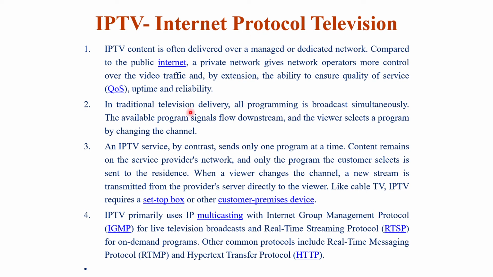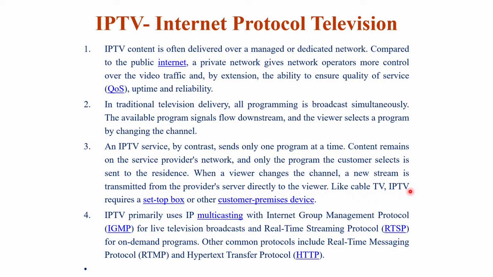So in the traditional television delivery, all programming is broadcast simultaneously. The available program signals flow downstream and the viewer selects a program by changing the channel. An IPTV service, by contrast, sends only one program at a time. Content remains on the service provider's network and only the program the customer selects is sent to the residence. When a viewer changes the channel, a new stream is transmitted from the provider's server directly to the viewer.